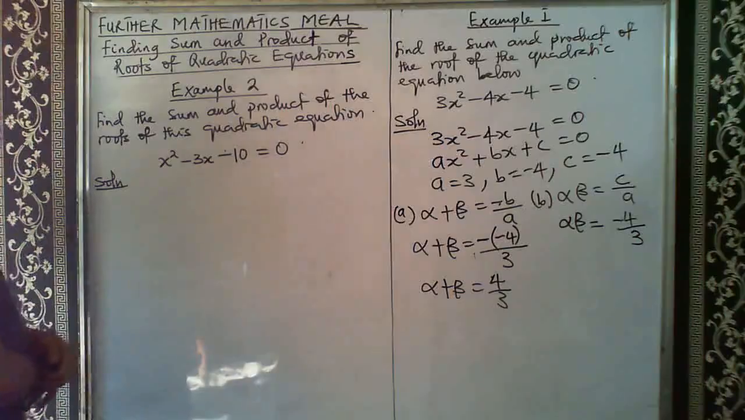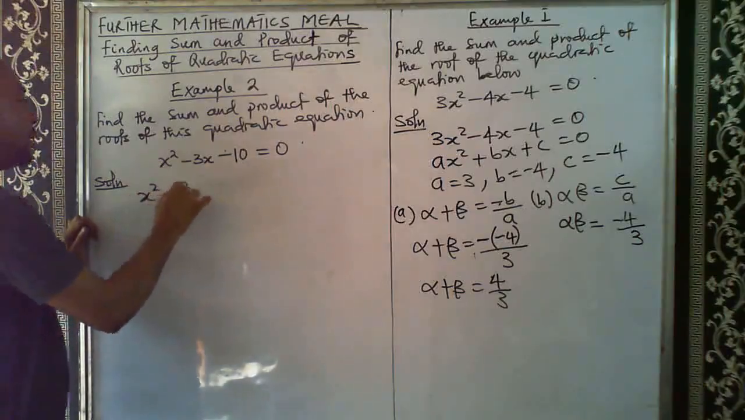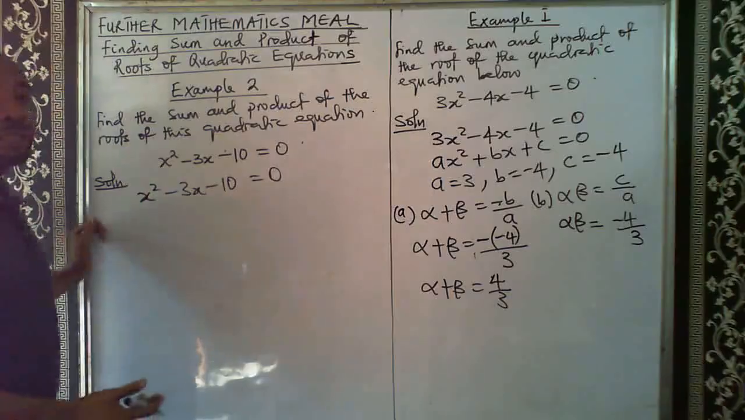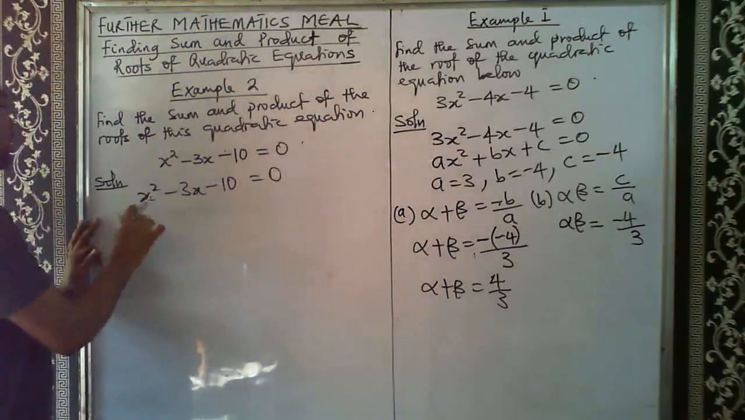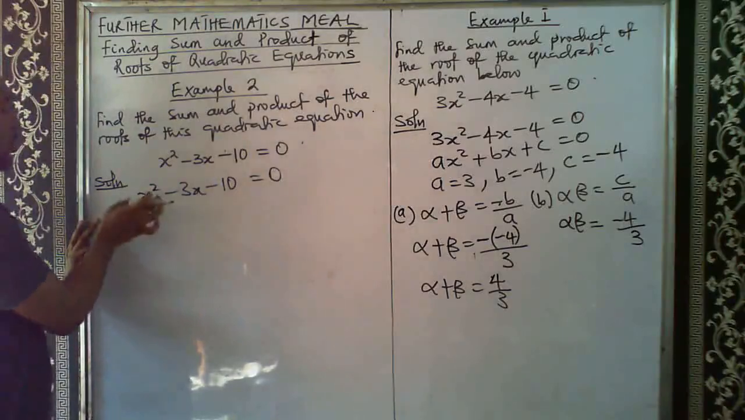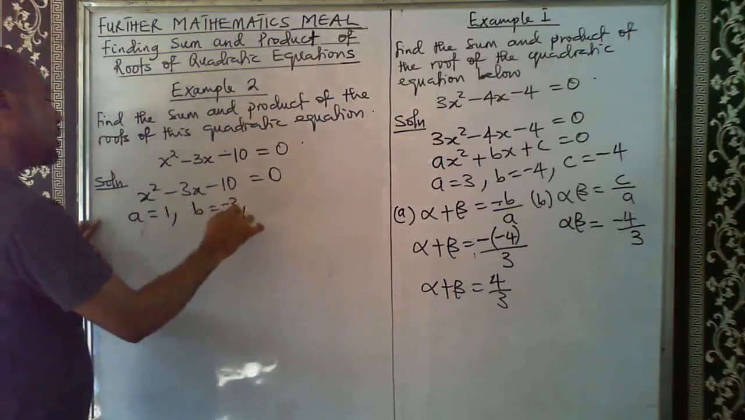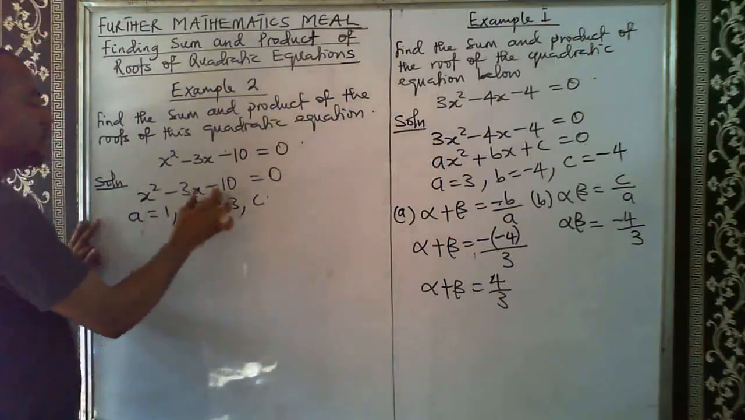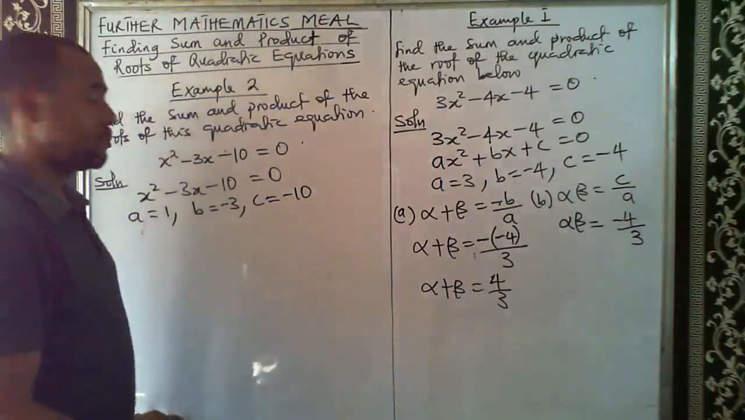Okay, so we take note of the equation as stipulated in the steps we gave. Okay, so what's the next thing we are going to do? We identify our a, b, and c. So what is our a? The coefficient of x squared here is 1. The coefficient of x, which is b, is minus 3. And c is minus what? 10. C is minus 10.